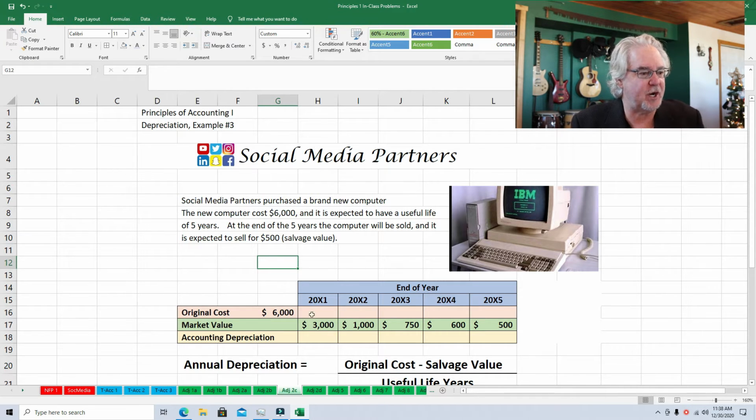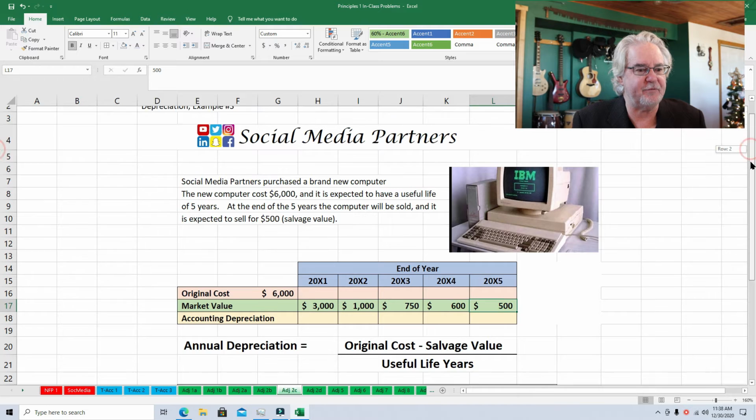So here in this little chart, the original cost is $6,000. After 1 year, the market value is going to be cut in half. It'll probably only be worth $3,000 if they had tried to sell it at a garage sale or something. Then it'll be worth $1,000 after the second year, and $750. The value just drops like a rock. At the end of 5 years, they are hopeful that they'll be able to sell it for about $500. That's what they're guessing. They're estimating.